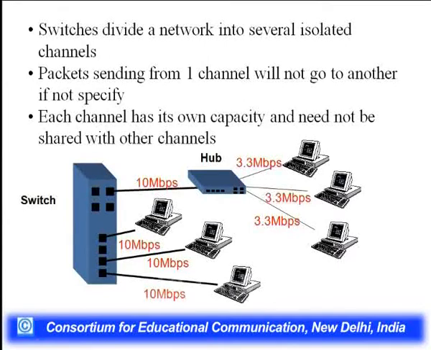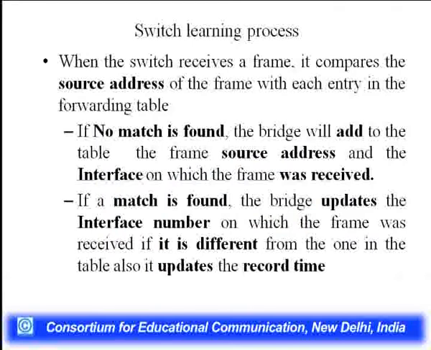So, in that case, a switch proves to be a very important and economical device. Now, the switch also has its mechanism of building its switch table. So, when a switch receives a frame, it compares the source address of the frame with each entry in the forwarding table. If no match is found, the bridge will add to the table the frame source address and the interface on which the frame was received.